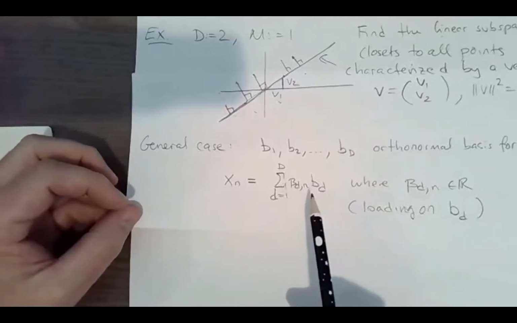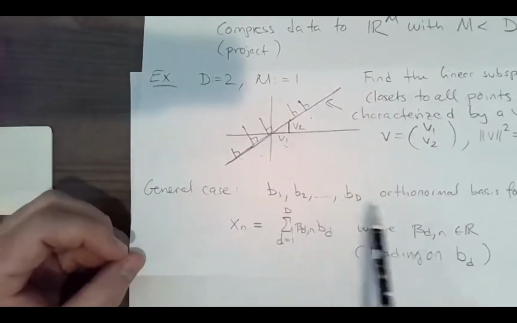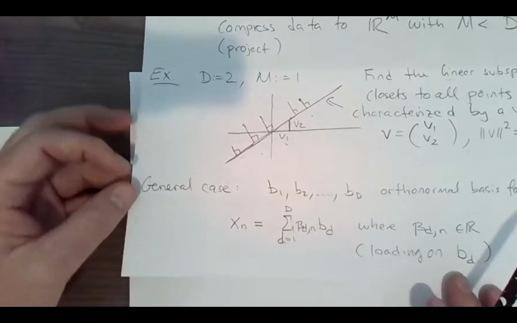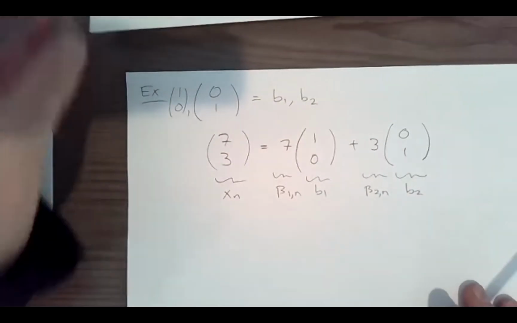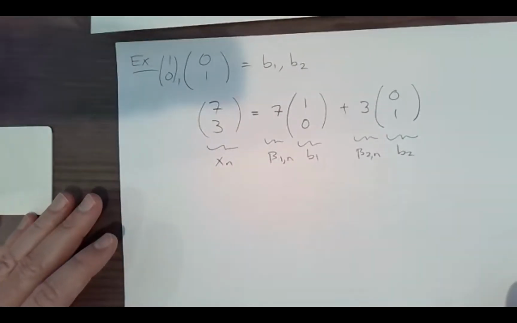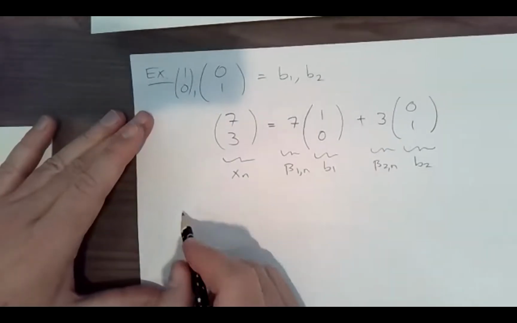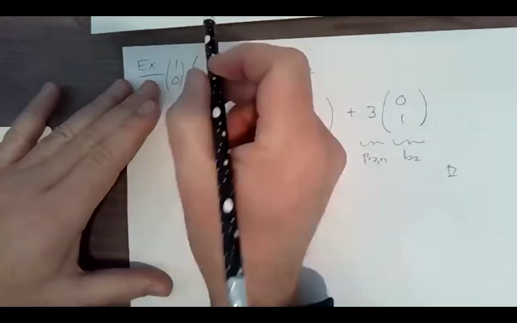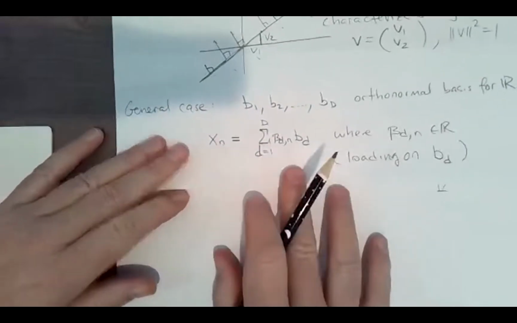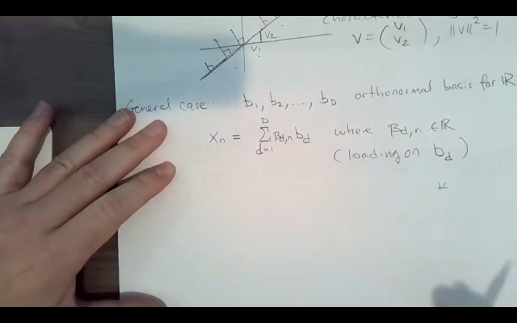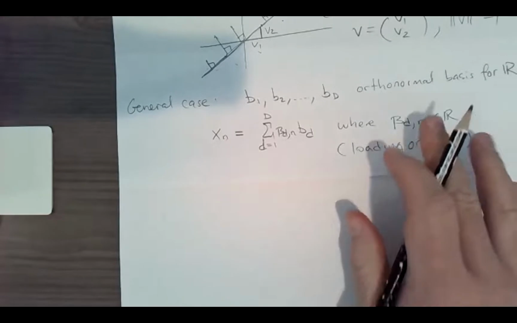So I can express my data, instead of expressing it in the usual basis, in terms of such an orthonormal basis. And so if I have this representation, how will my coefficients be computed? How do I get my hands on these coefficients?